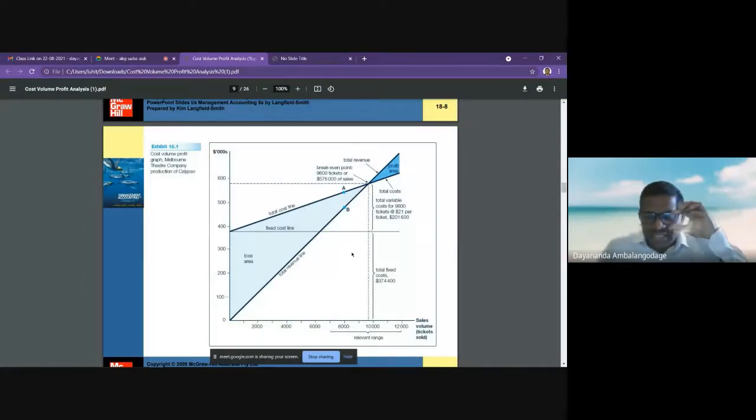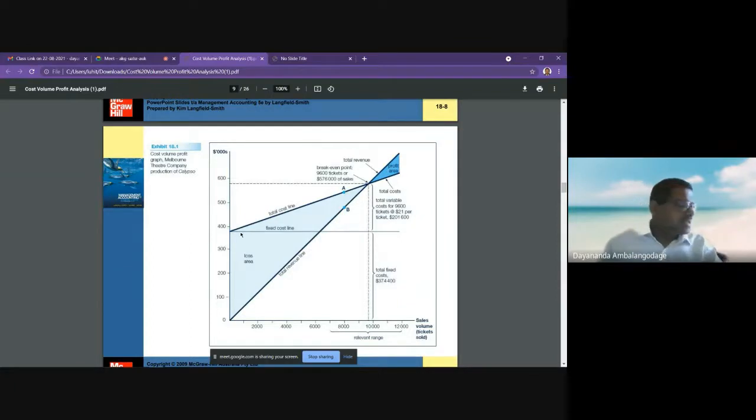So that's one assumption: whatever the quantity, you can sell at a fixed price. You can sell 2,000 tickets at 21, 4,000 tickets at 21, even 8,000 and 10,000 at 21 rupees. So the price is constant in this model. One assumption is that the selling price per unit is constant, and thereby your total revenue curve is linear.